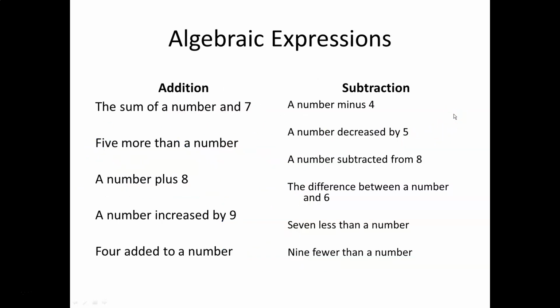All right, some algebraic expressions. We have the sum of a number and 7. How about 5 more than a number? A number plus 8. A number increased by 9. 4 added to a number. A number minus 4. With the minuses and the subtraction, you have to be very careful. Some of these are tricky.